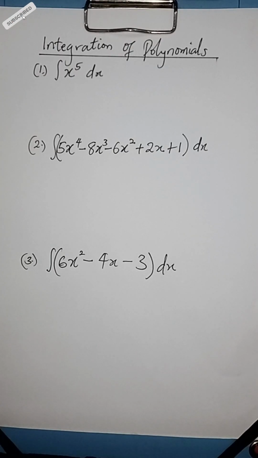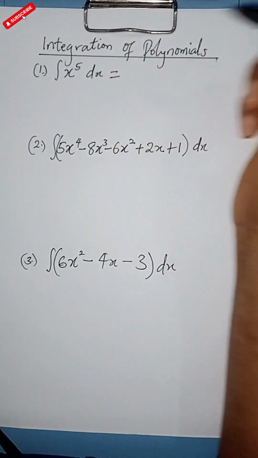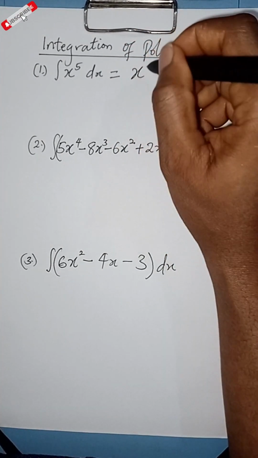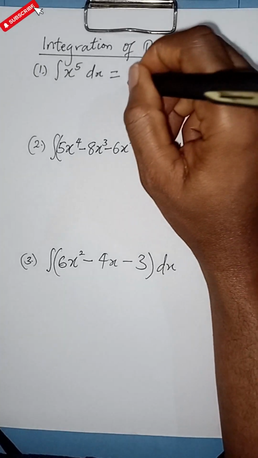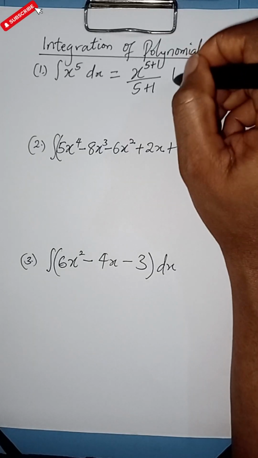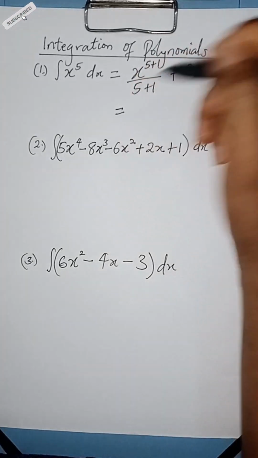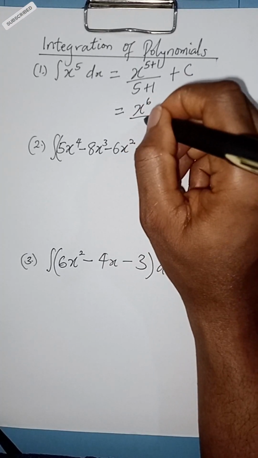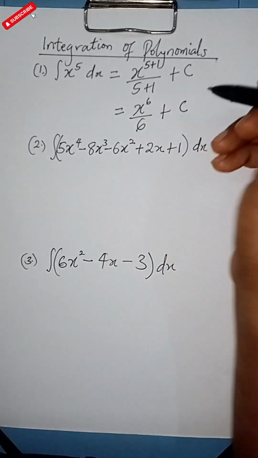Okay, let's look at these questions. I have 3 questions here, and I'm asked to integrate them. Very easy. Let's look at number 1, integral x raised to the power 5 dx. What will be the value of this? Remember, integration is the increase of power. It means you're going to increase the power by 1 and divide by the increase. Always remember your arbitrary constant, and so this will give you x raised to the power 6 divided by 6 plus c. So that's the value.